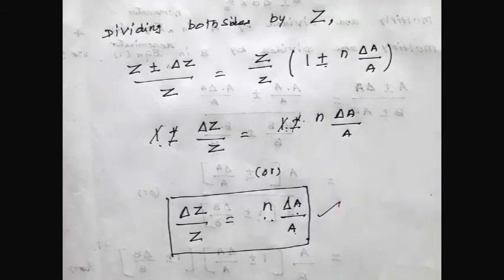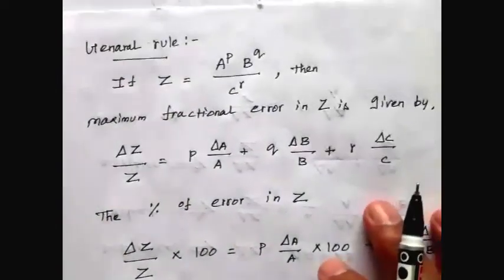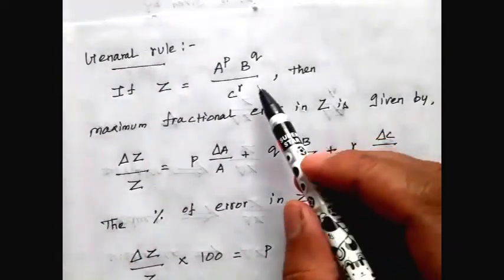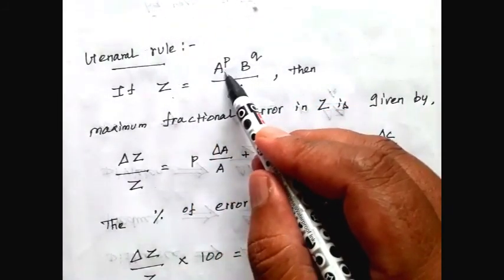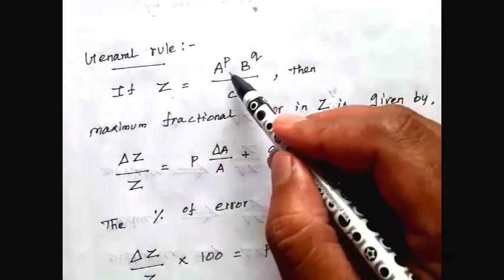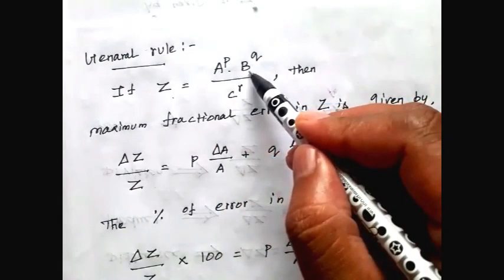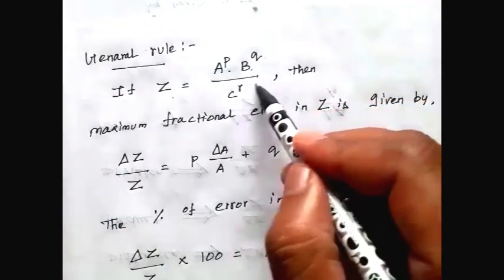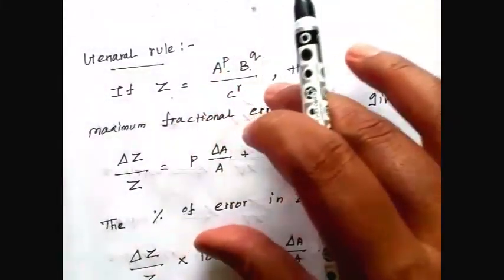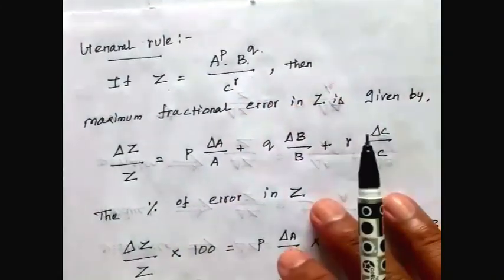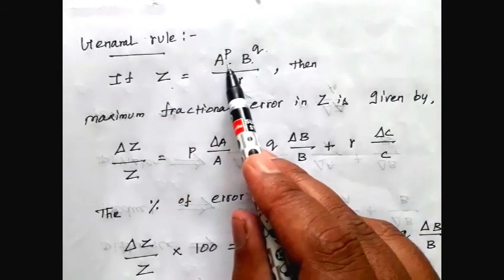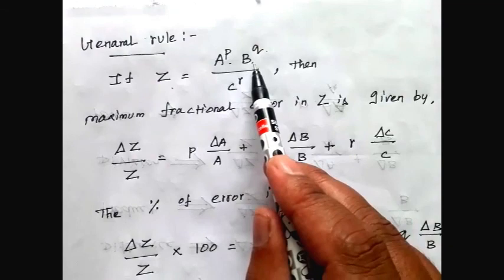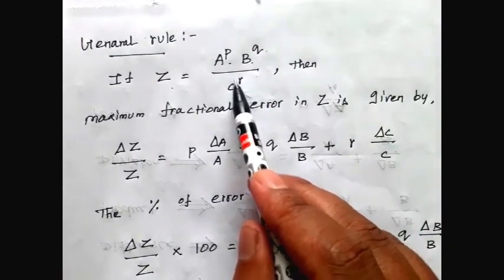Next we can see the general rule of this equation. What is the general rule? See the screen. Students listen here, we take z is equal to a power p into b power q divided by c power r. It's a very important method. This is the general rule, it is very important. Once again, what is z? z is equal to a power p into b power q by c power r.